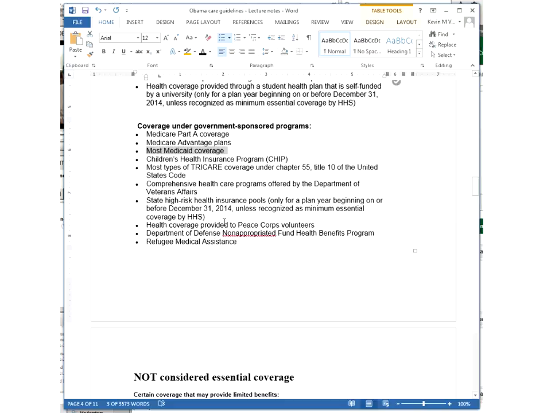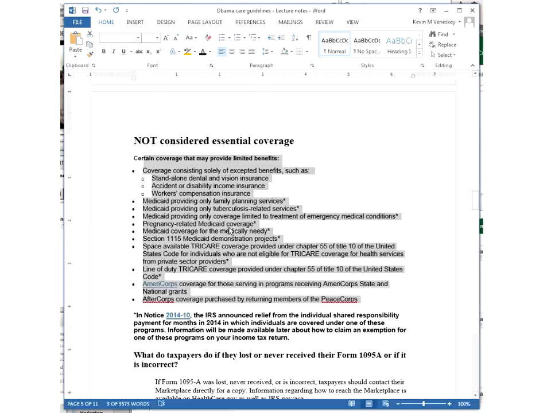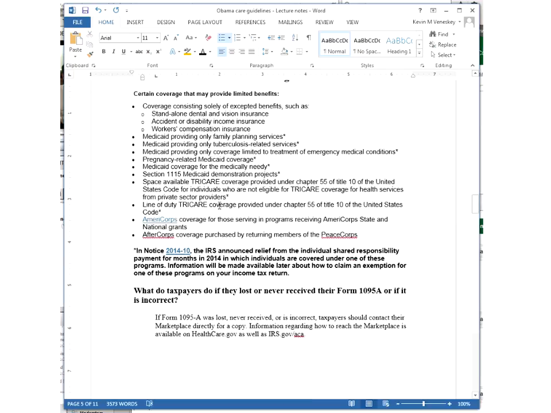Big one here that I see a lot through VITA is Medicaid coverage is fine. There's lots of different types of Medicaid coverages out there. Basically, the ones to look through is the ones that are not considered essential coverage. So you know these are the most common ones that the IRS has found that are not considered essential coverage.